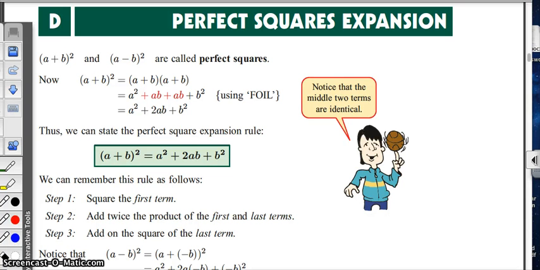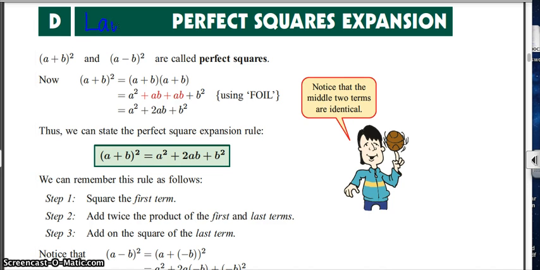Okay, so we're looking at the perfect squares of expansion. This is law 4. All right, the perfect squares expansion. The beauty of a perfect squares expansion, again, is that it is a rule which can shortcut your processes before you collect like terms. All right, which we all like shortcuts.